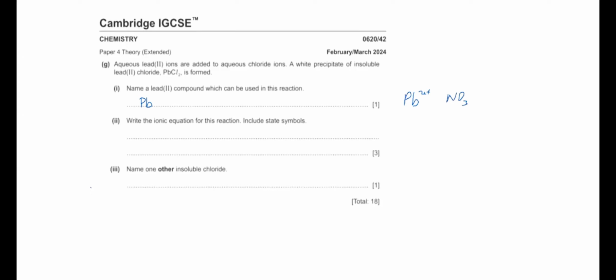Lead(II) is this and nitrate has a 1 minus charge, so its charge is written here and its number is written here. So the formula of lead(II) nitrate is Pb(NO3)2, but as they have asked us to name the compound, it is better to write lead(II) nitrate.